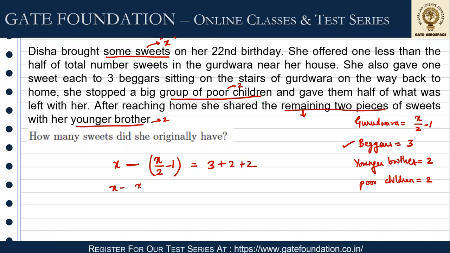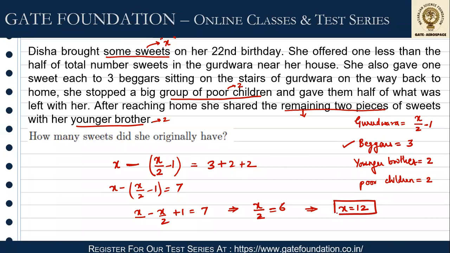So this equation becomes x by 2 minus 1 plus 7 is equal to x. X by 2 plus 1 is equal to 7. This becomes x by 2, and this one will go on that side, it will become 6. So 6 into 2, x will be equal to 12. The total number of sweets she originally had. So this will be the answer. You need to understand the question, that's it, and use a little bit of math. X is equal to 12. Let's see the next question.